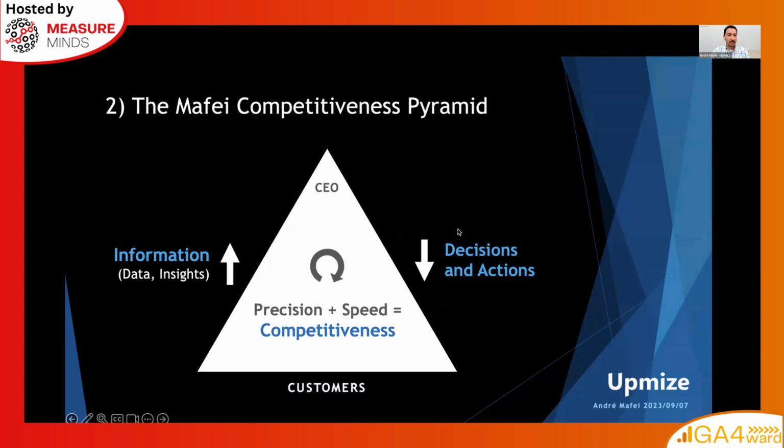Thinking over it for many years, I came up with this formula for competitiveness. Basically, this is a company. You have the CEO, the C-level, we have the customers, and information goes up. It might be data, it might be already insights, it goes up. And all the way, people make decisions and they take actions. So the faster good insights go up precisely, and the faster they come down as decisions and actions, the more competitive a company is, right?